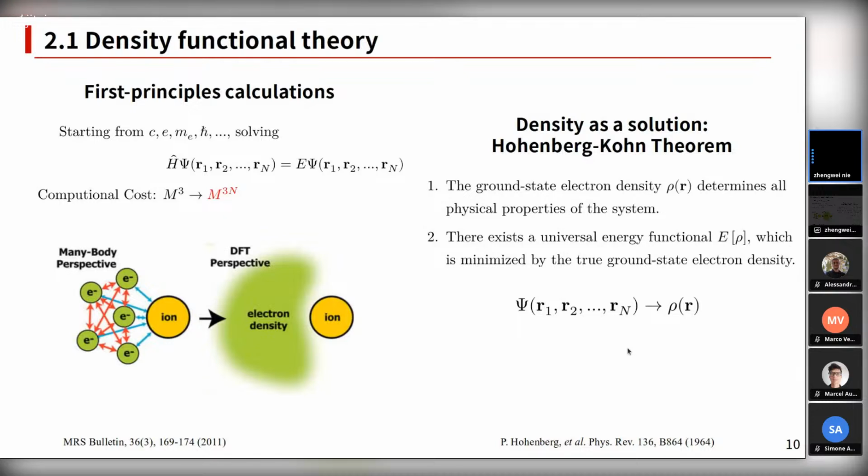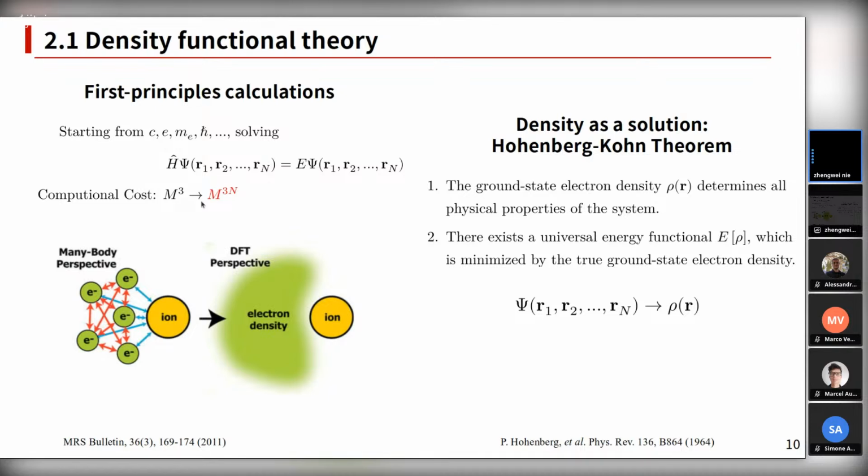And for methodology, I use density functional theory here. Density functional theory is a realization of first principles calculations. What are first principles calculations? It means that we can start from some basic physical quantities such as the speed of light, the elementary charge, the mass of the electron, and the Planck constant, without any empirical parameters. And utilizing quantum mechanics, we can get the many-body wave functions and get everything we want.